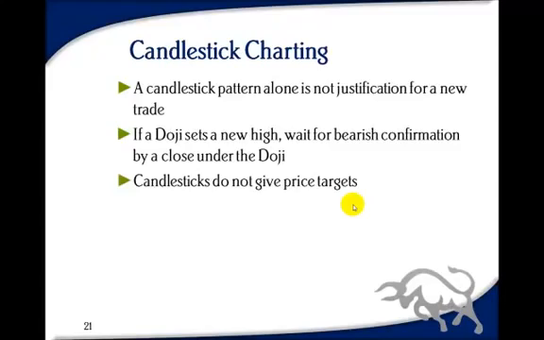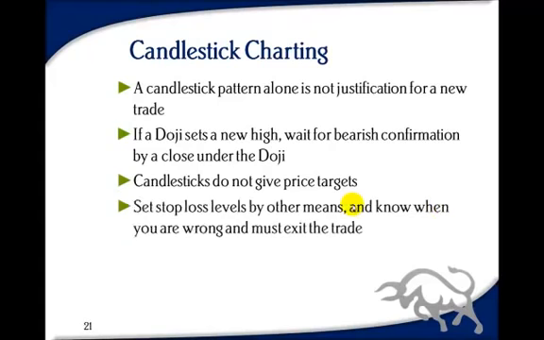There's an interesting one next. Candlesticks do not give price targets. There's no way you can get a price from a candle. So you can use other forms of technical analysis to see where you think the price may go. And the final one: set stop-loss levels by other means, i.e. by technical analysis, to know where you're going wrong and must exit the trade. That applies in general and not just to candlestick charting.